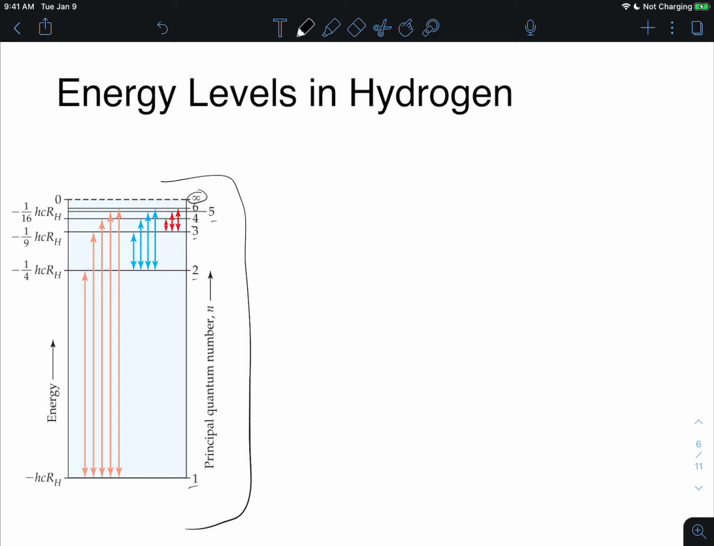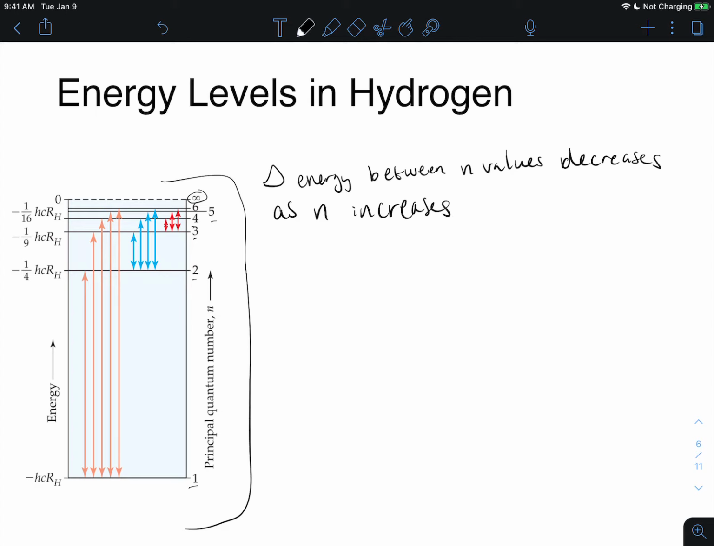Okay? So our delta energy between n values decreases as n increases. Okay?